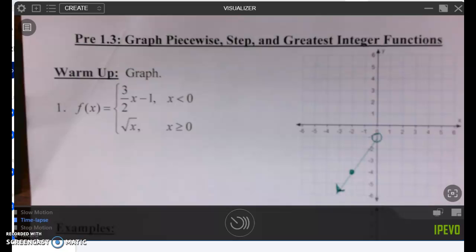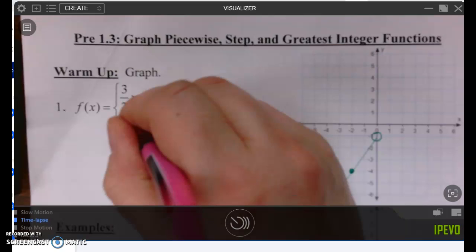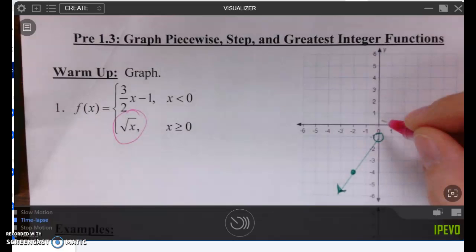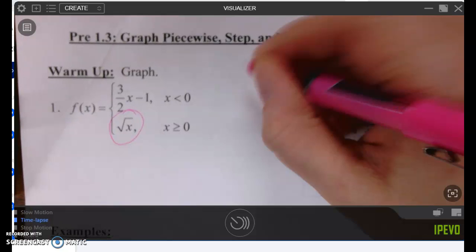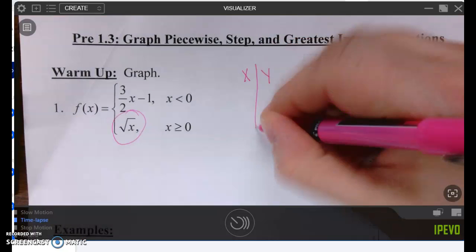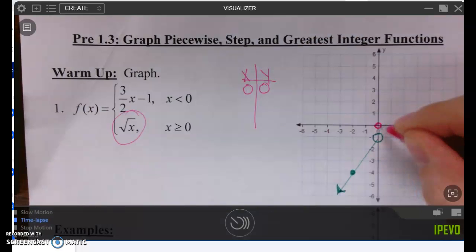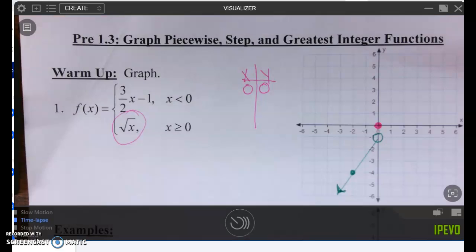And then for our x values that are greater than or equal to 0, we're doing our square root function. And I'm going to change colors here just to be really clear. So I did the line in green, I'm going to do the square root function in pink. And so if I think about my square root function, if I plug in x is 0, if I'm thinking about a table, you can make a table, but the square root of 0 is 0. And this time 0 is included, it's greater than or equal to 0.